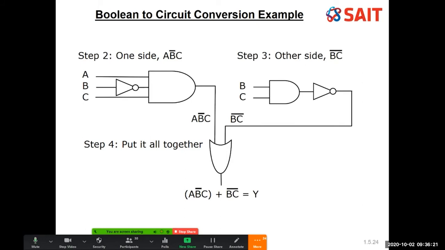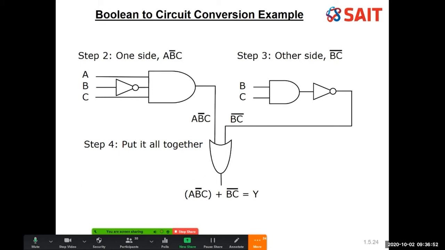So if I get rid of that bar for the inverter by putting a NOT gate in, I've got a simple B and C, a two-input AND gate. So step one, break it at the OR gate. Step two, take one of those inputs, break it down, do an AND gate, an inverter. Step three, take the other side of the input from that OR gate, invert it, break it down to a B and a C, and AND it together. Step four, I put it all together.